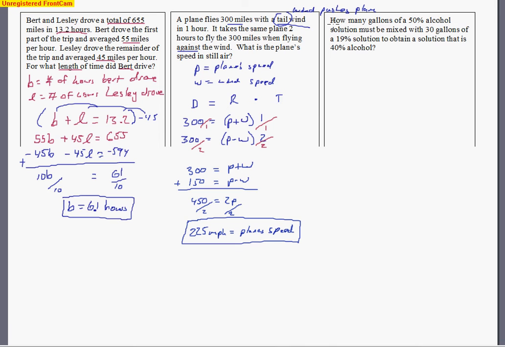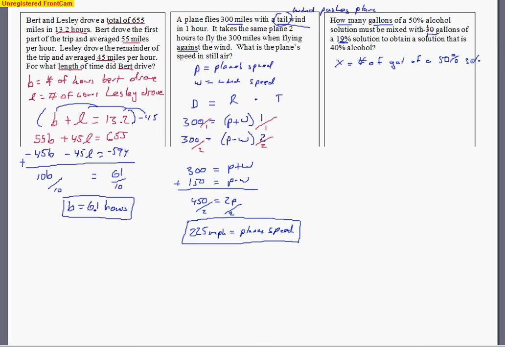So moving on to the next problem, it says how many gallons of a 50% solution. Okay, so we don't know. That's what we want to find. So let's go ahead and assign that a variable. X equals the number of gallons of a 50% solution. So it must be mixed with 30 gallons of a 19%.